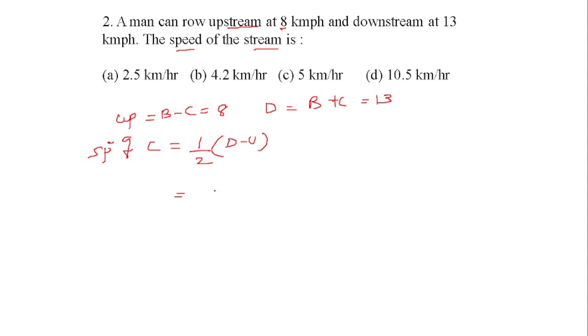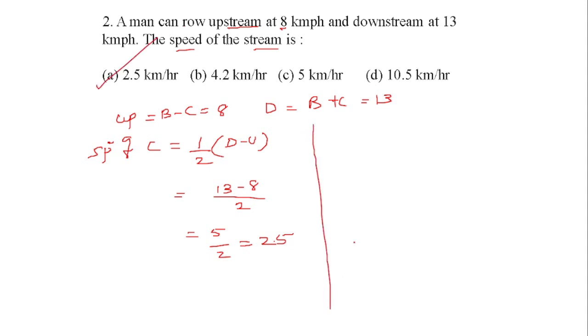What is downstream? 13, and upstream 8. 13 minus 8 divided by 2. 5 by 2, that is 2.5. Your answer is 2.5 kilometer per hour. Option.